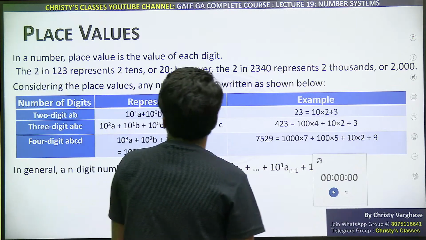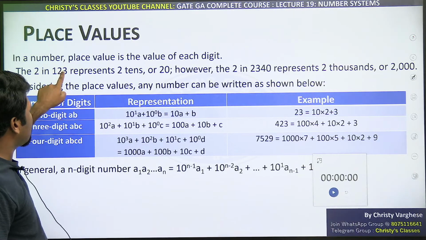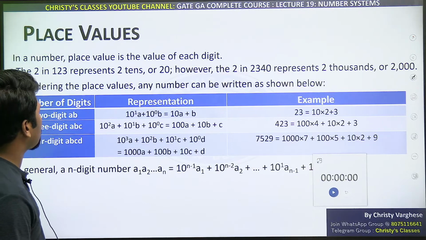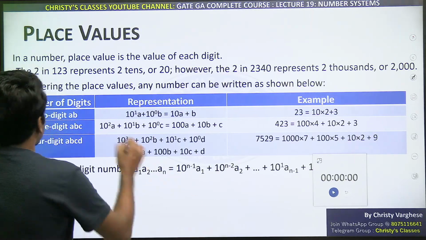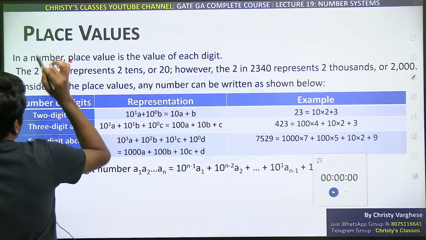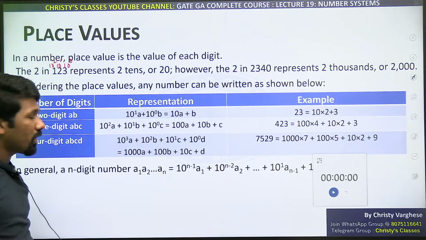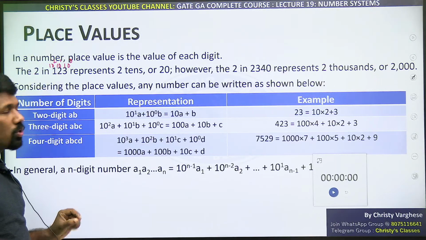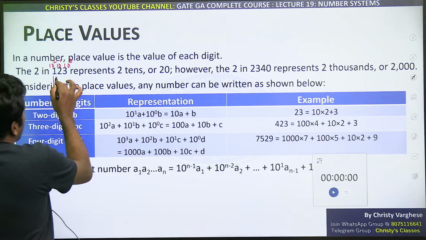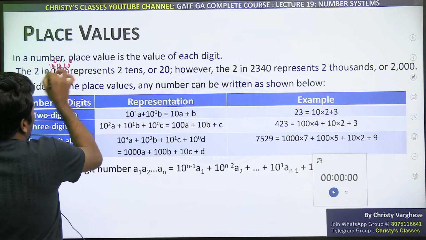What is place values of number system? For example, 123 if you represent, we know that this is unit place, this is tens place, and this is hundreds place. What is the meaning of that? Unit place means this is 10 raised to 0 position, this is 10 raised to 1 position, this is 10 raised to 2 position. Or in other words, this is 3 into 10 raised to 0, that is 3 into 1. This is 2 into 10 raised to 1, that is 2 into 10, and this is 1 into 10 raised to 2, that is 1 into 100. That is what we call hundreds place, tens place, and units place. Or in other words, this is 3, this is 20, this is 100.